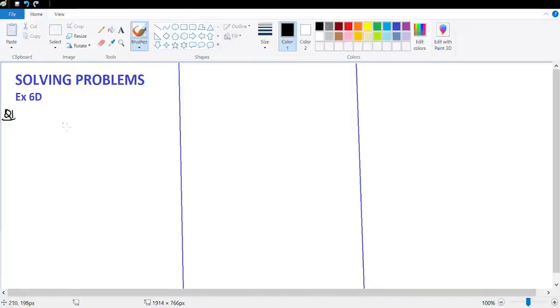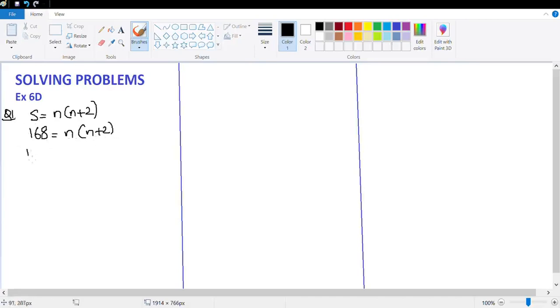So let's start with a new exercise 6D. Let's read the question. The sum S of n successive odd numbers starting from 3 is given by the relation S is equal to n times n plus 2. So as per the question, the sum of n odd numbers is given by S is equal to n times n plus 2. Find n if the sum is 168. So that's simple. Sum is given as 168 and we need to find the value of n.